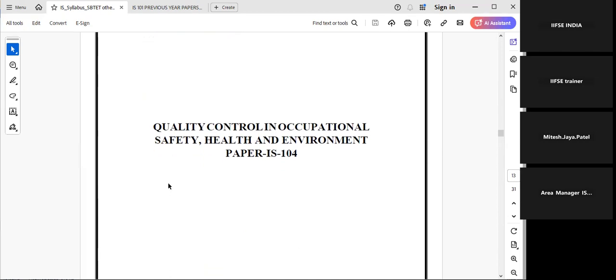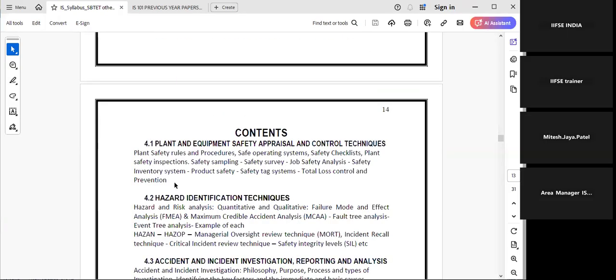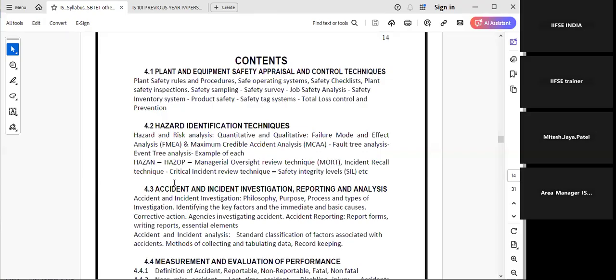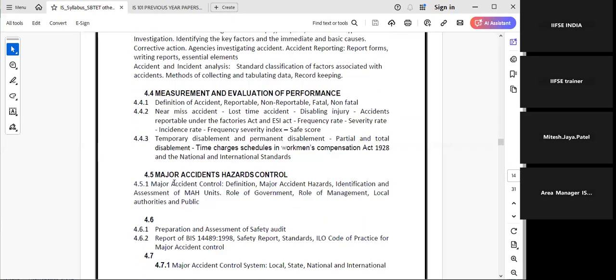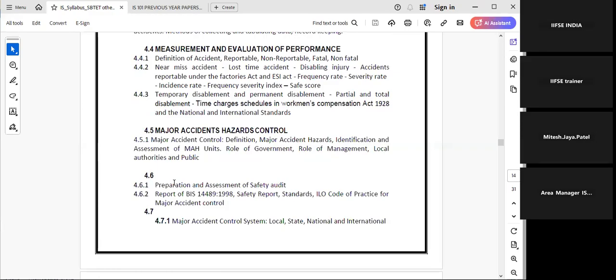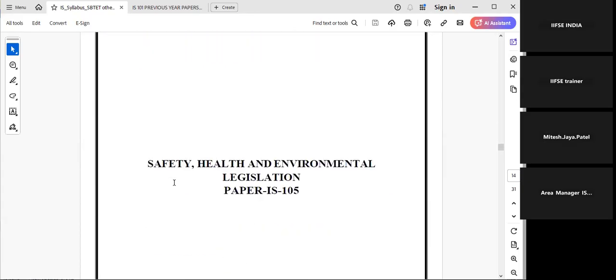Then a 4th paper, which talks about occupational health and safety, the quality. In the sense, there we talk about the plant design, hazard identification techniques, and how we do accident investigation. What are the various techniques we use for investigating those accidents, and how we measure the safety performance with respect to frequency rate of the incidents and severity rate and incident rate, etc.